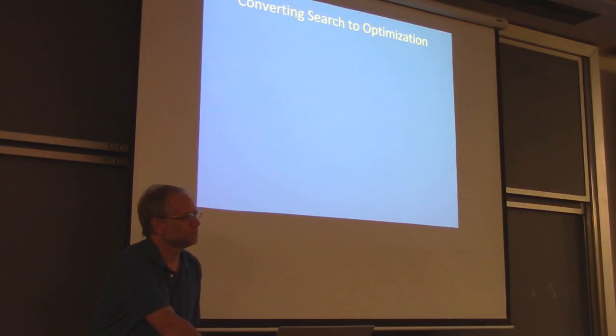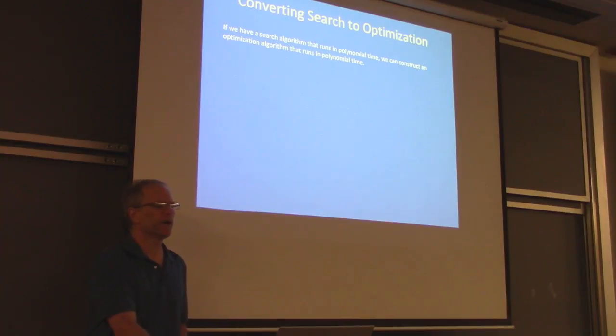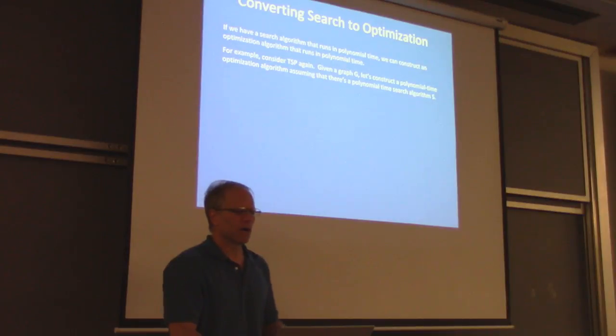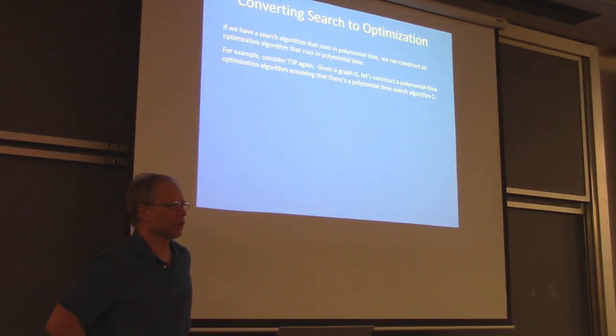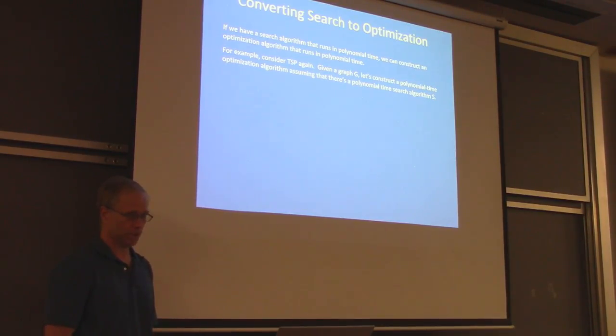All right, now, let's play the same game and show you how to, assume you have an efficient search algorithm, turn that into an efficient optimization algorithm. And the problem we'll pick is, again, we'll stay in the traveling salesman example. So our search problem is going to be, here's a graph and a budget, give me back a solution that's within the budget. And the optimization will be TSP. Here's a graph, forget about the budget, just give me the best answer.